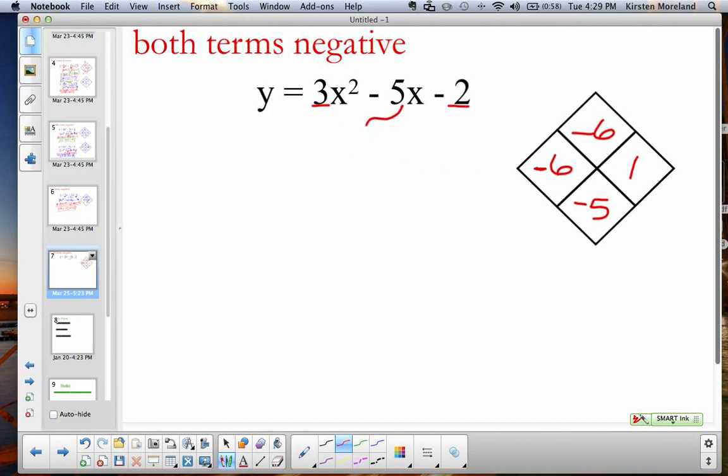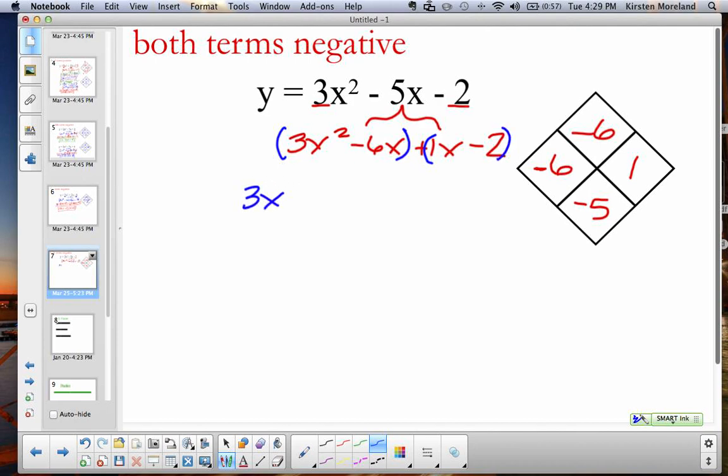Again, splitting up your term here. First term stays the same. Middle term gets split up into negative 6x and positive 1x, and the last term stays the same. Again, I like to write the negative factor first so it doesn't throw me off. So I'm going to group them.